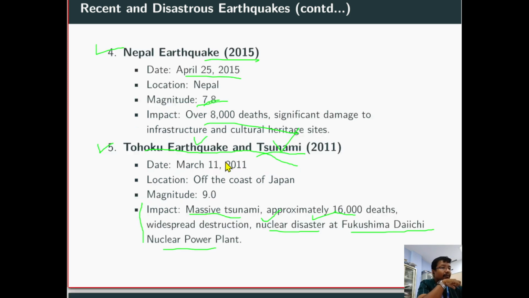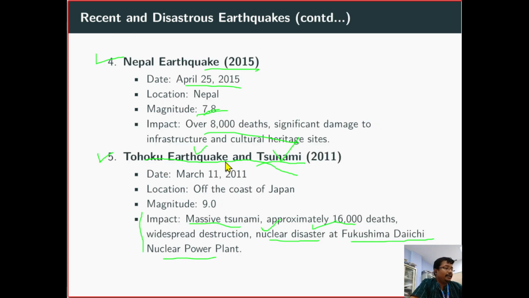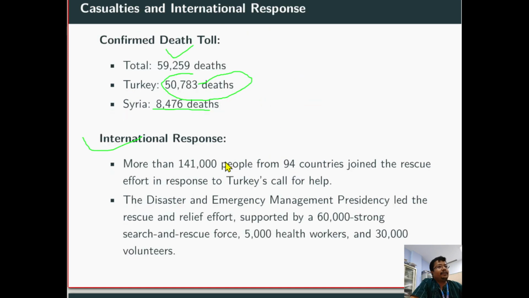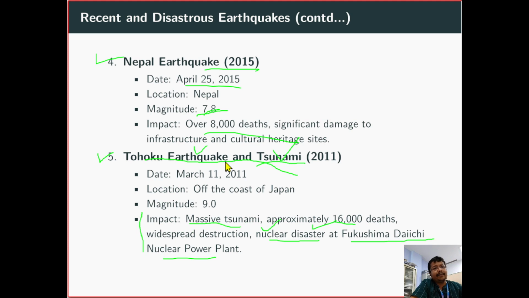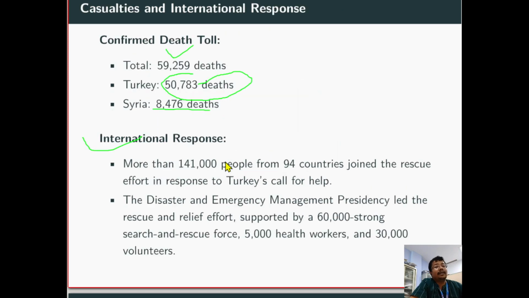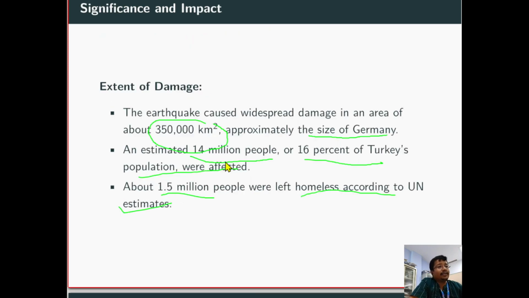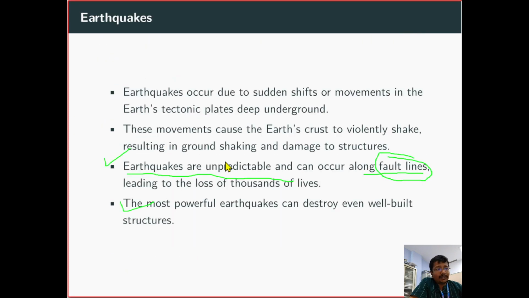Now see, I'm not saying that these are the only earthquakes which happened. I have taken some selected ones which were very catastrophic and whose magnitude was very high, right? So you can explain these in your exam if you're asked questions. Okay, give some examples of the catastrophic earthquakes which happened throughout the globe. You can give some examples, and you can explain what the epicenter is, what the focus is, and what the significance is. You can go through the slide and explain, right?